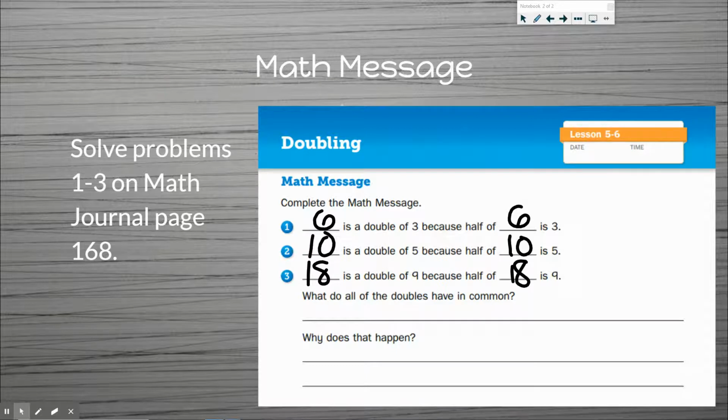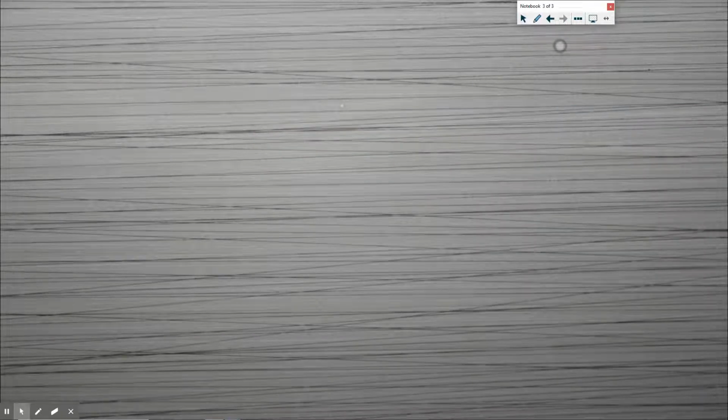What do all of the doubles have in common? Well, what they all have in common is that they become half of their number. And this happens because doubling and halving are similar to each other. When we double, we are increasing. When we're halving, we're decreasing by the same amount.